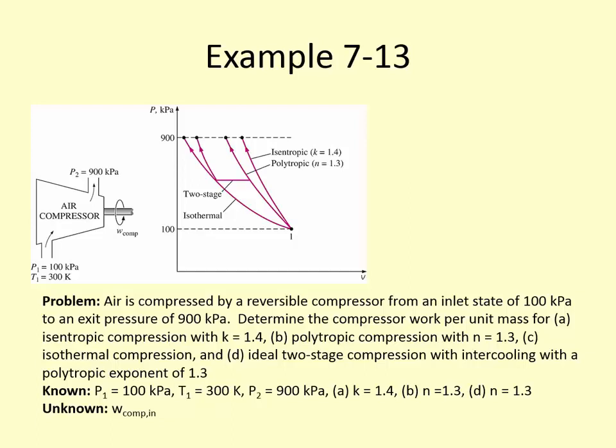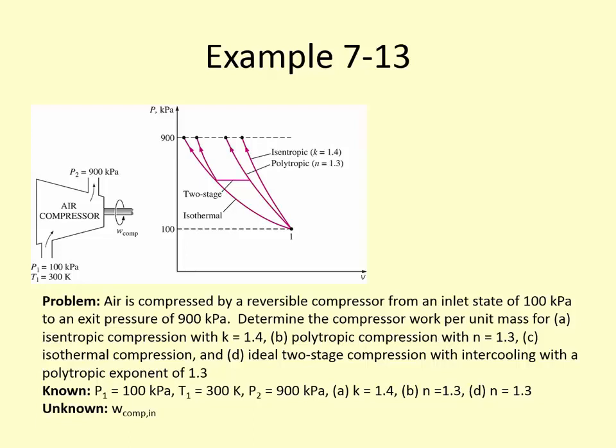And we should see that there's a reduction of work input from A to B to C, and then D will be somewhere in between. It will be better than the polytropic case, but not necessarily better than the isothermal case. Because in the isothermal case, we remove all of the heat as we're compressing, whereas in the two-stage process, we remove it in between the 2 stages, but we're not able to maintain the temperature constant.